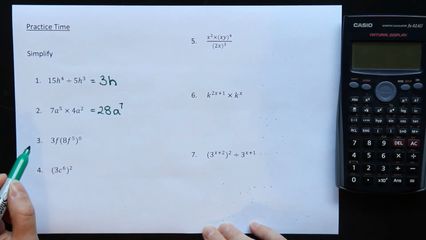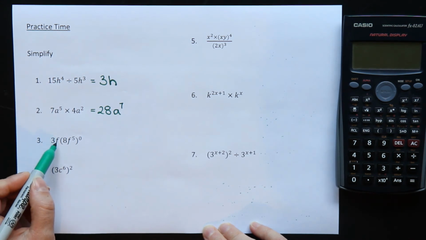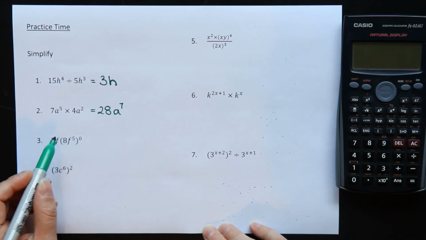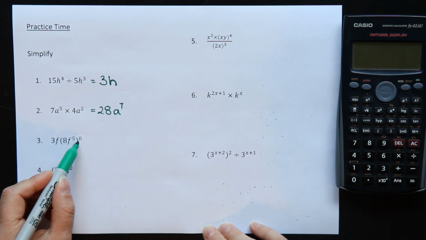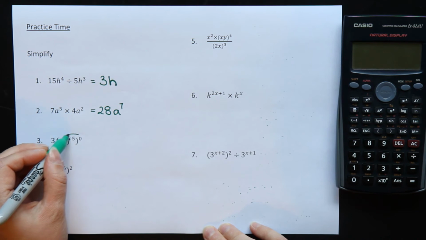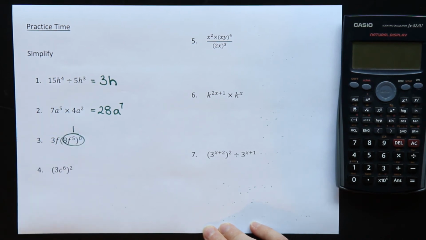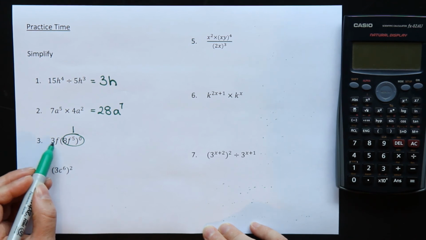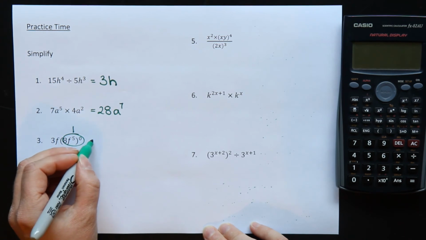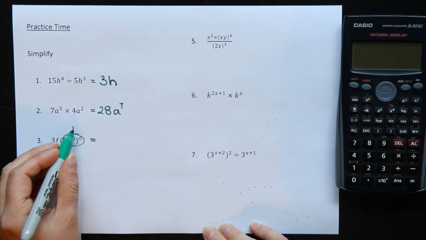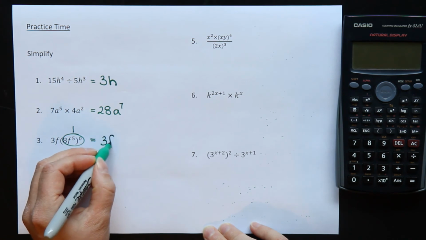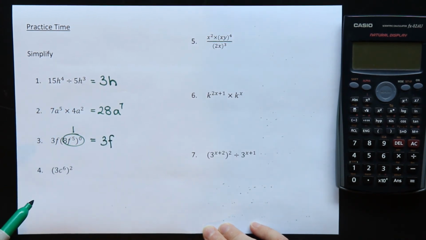Okay, question 3. 3f bracket 8f to the power of 5, all to the power of 0. So whenever we have something to the power of 0, that whole thing is just equal to 1, the part that is to the power of 0. These other parts, though, they're not part of the bracket that's to the power of 0, so they're still there. So I still have a 3f times by the 1, but timesing by 1 doesn't really change anything. I'll just be left with 3f.